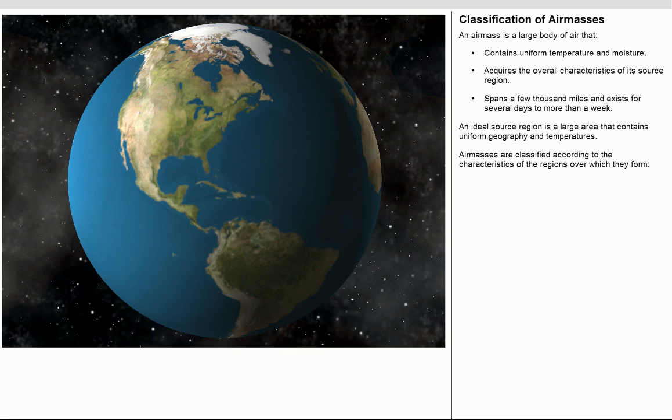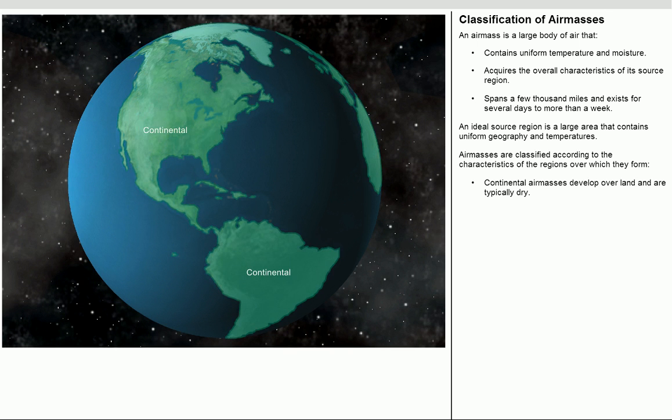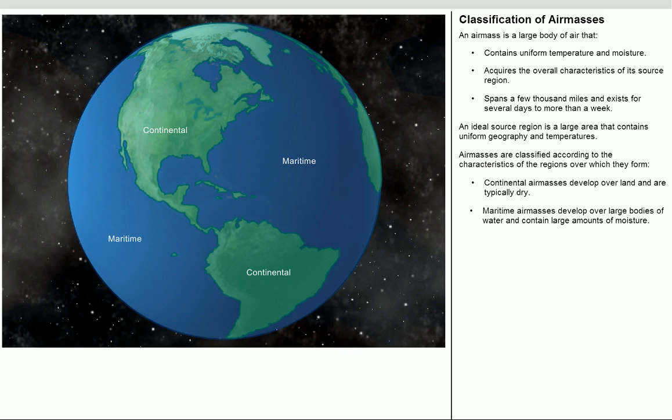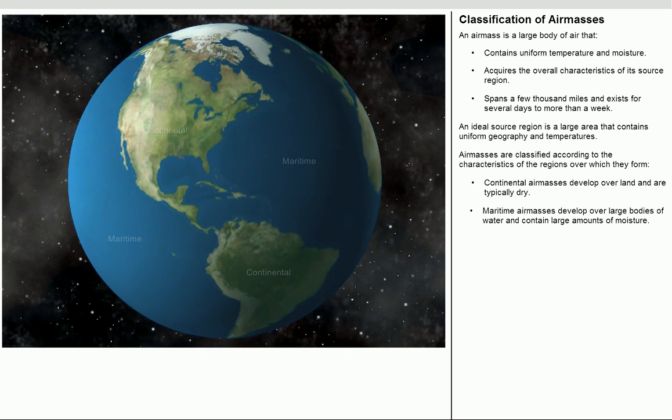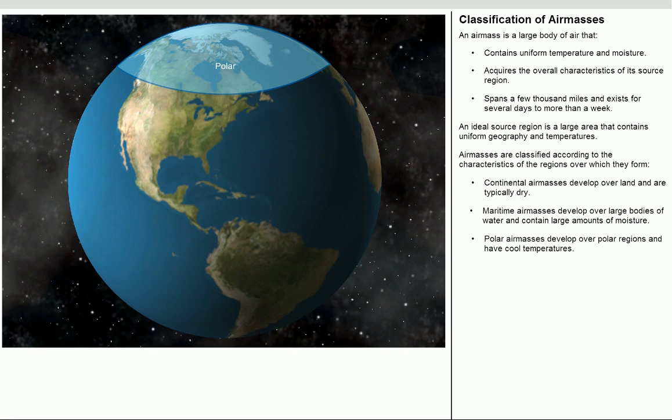Air masses are classified according to the characteristics of the regions over which they form. The first part of the classification describes whether the source region is over land or water, which usually determines the moisture content of the air mass. Continental air masses develop over land. These air masses are typically dry. Maritime air masses develop over oceans or other large bodies of water and contain large amounts of moisture.